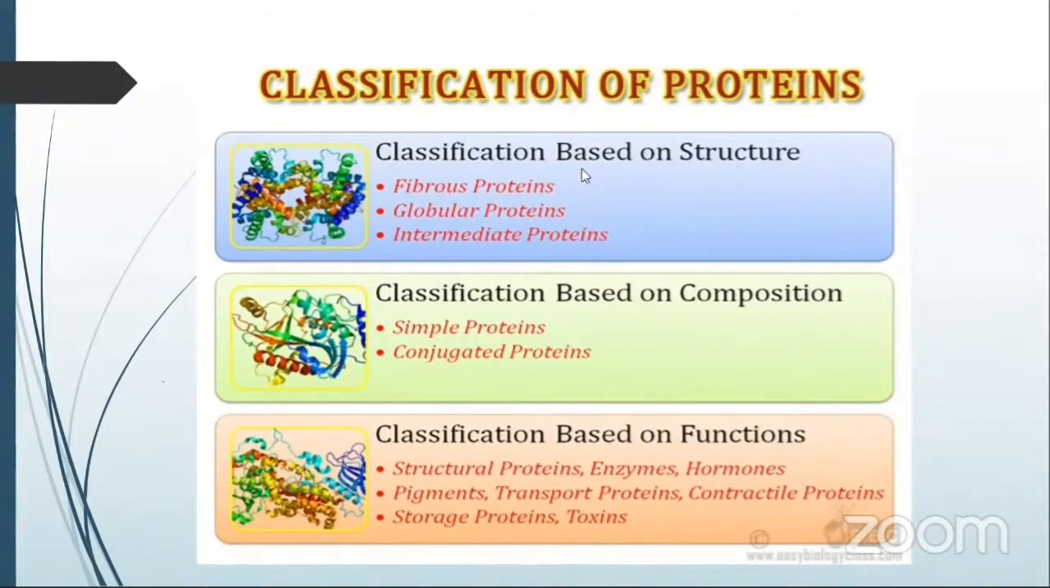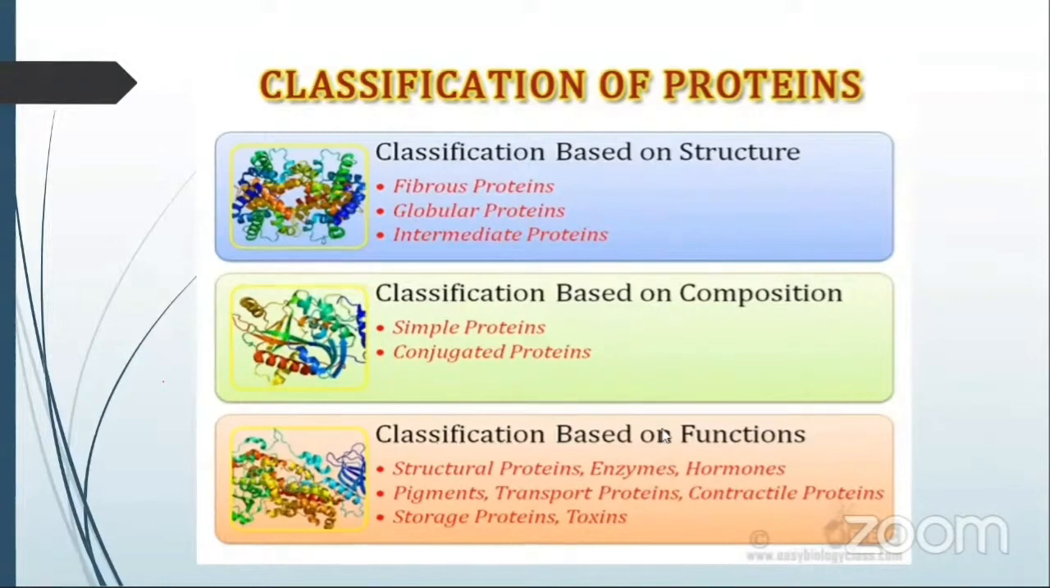So with respect to the structural based classification, this is what you are dealing with. And with respect to classification based on composition, you will get to know the simple proteins and the conjugated proteins, the alpha helix, beta sheets, and how many chains are there. That thing you will get to know.